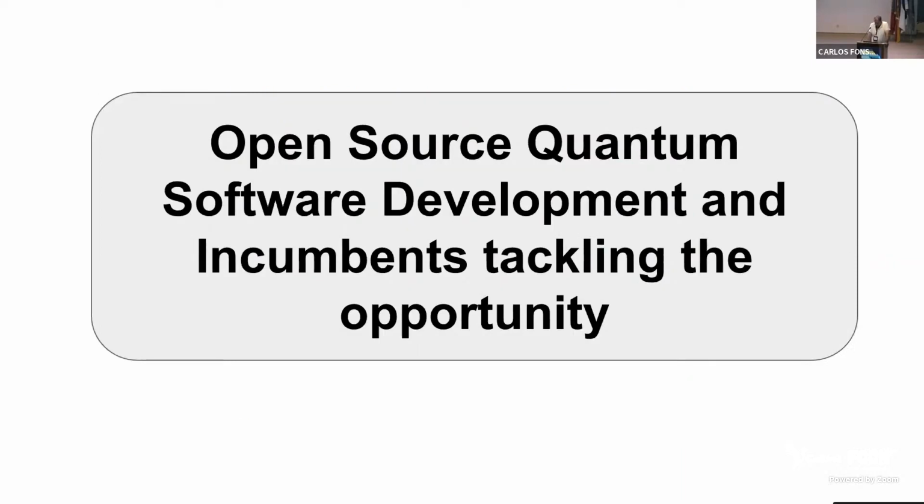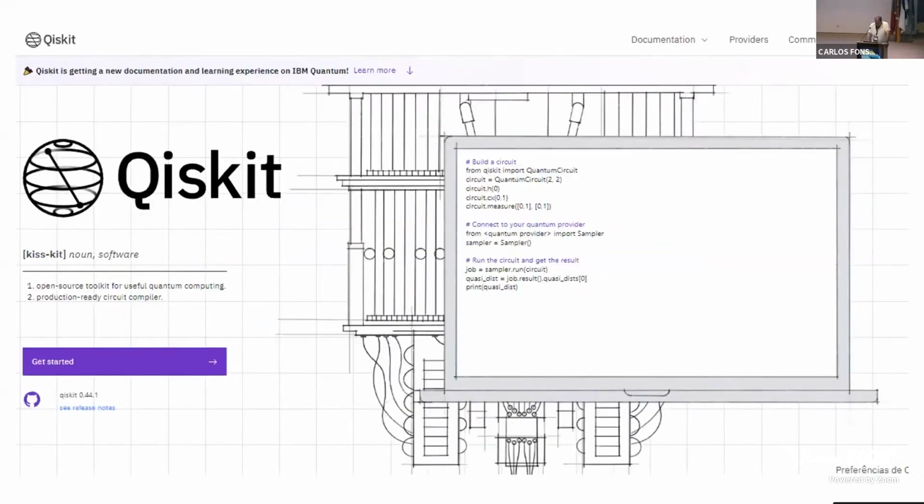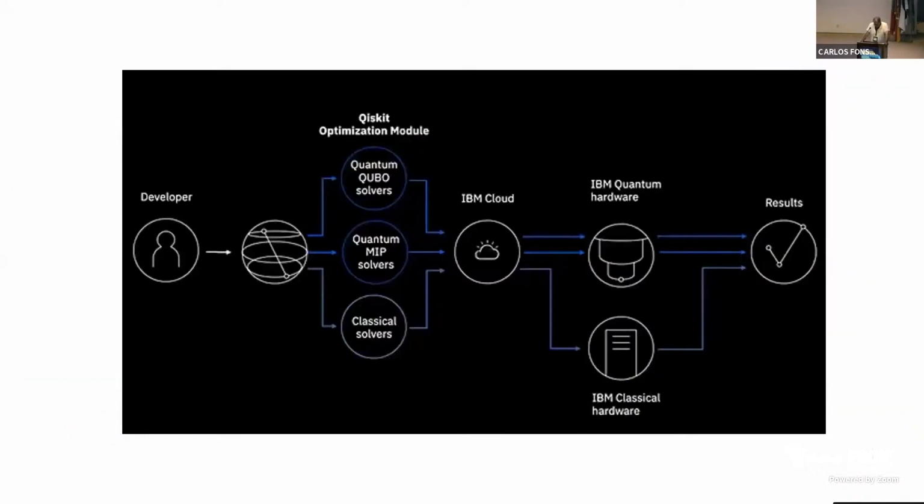Open source software development incumbents are taking the opportunity. Qiskit is, as I said, a platform where IBM is giving access to any person remotely. So any one of us could test a quantum computer from our notebook, from our smartphone. This is a synoptic of the relation with the Qiskit platform. Of course, we don't need to be a developer, maybe a normal user trying to develop their curiosity.